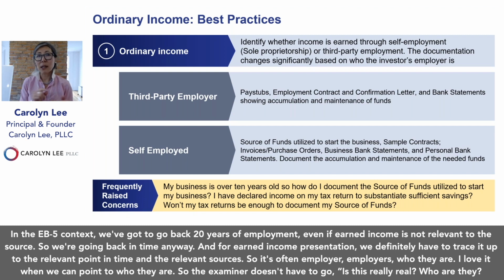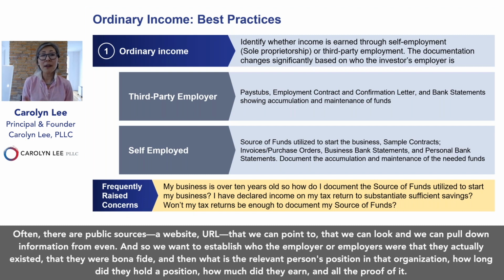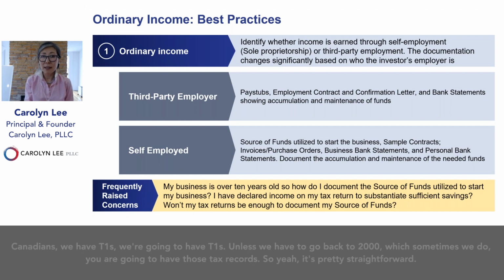I love it when we can point to who they are, so the examiner doesn't have to wonder, is this really real? Often there are public sources, a website or URL that we can point to and even pull down information from. We want to establish who the employer or employers were, that they actually existed, that they were bona fide. And then what is the relevant person's position in that organization? How long did they hold the position? How much did they earn? And all the proof of it.